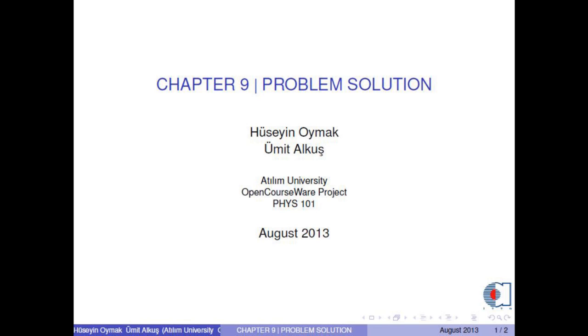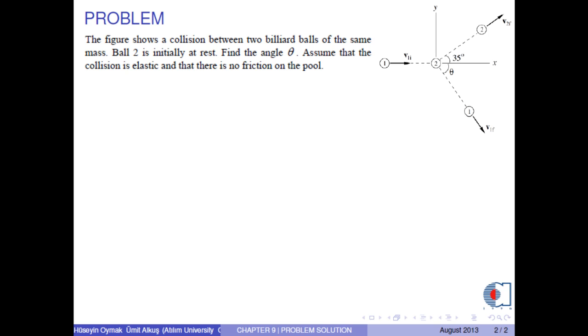In this video, we will solve one problem in Chapter 9. The figure shows a collision between two billiard balls of the same mass. Ball 2 is initially at rest. Find the angle theta. Assume that the collision is elastic and that there is no friction on the pool.